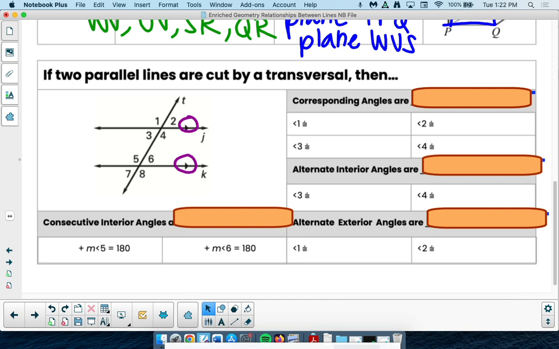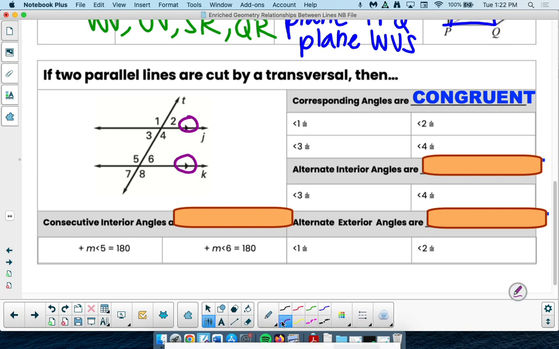Okay? So corresponding angles become congruent, meaning they're the same measure. So if we look at our picture here, angle 1 is now congruent to what's corresponding to angle 1? 5, right? Matching spots? Perfect. What about angle 2? What's that correspond to? And now they are the same measure. 3 and 7. And angle 4 and angle 8. So those would all be congruent corresponding angles.